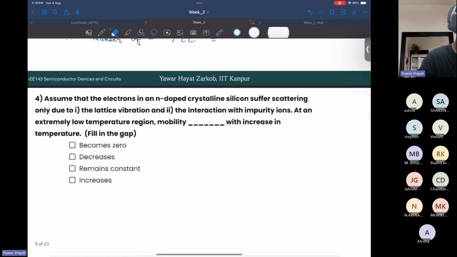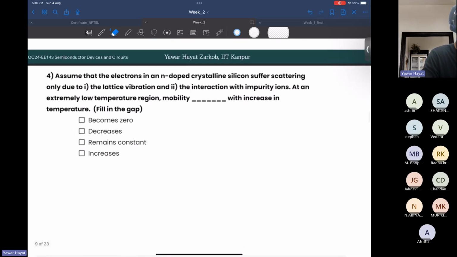Fine. So let's move to the next one. You have to assume that the electrons in an n-doped crystalline silicon suffer scattering only due to lattice vibration and the interaction with impurity ions, right? Two scatterings: one, the lattice vibration, and the other, the impurity ion scattering. Now the question is, at an extremely low temperature region, how does mobility change with increase in temperature? Should it become zero? Should it decrease with the increase in temperature? Should it remain constant, or should it increase with the increase in temperature?